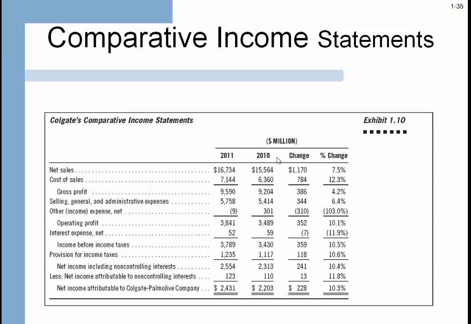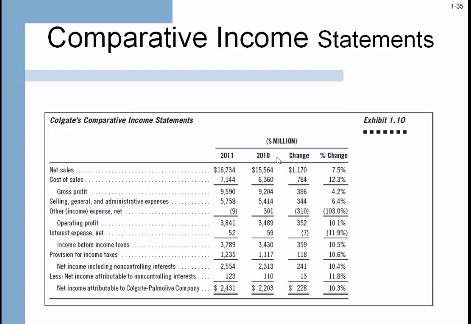So here's one simple example. Let's just look at the top example for just a second. It says their sales went from 15.6 billion to 16.7 billion. So they had a 7.5% increase in sales. Well, if you were analyzing these financial statements, you'd say, why did sales go up 7.5% year over year? Did they have a price increase? Did they sell more units? Did they open a new market?